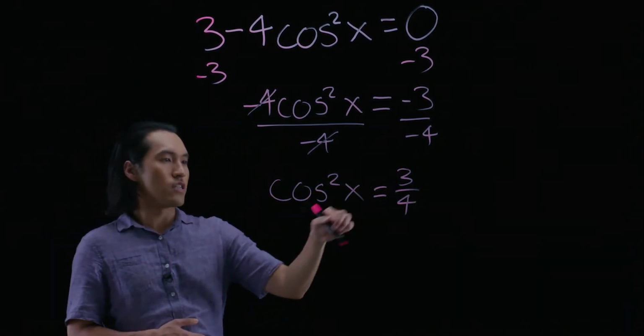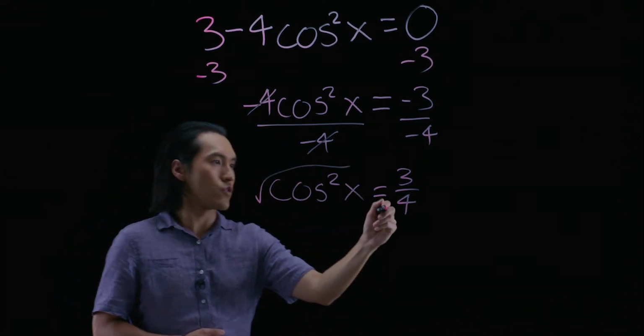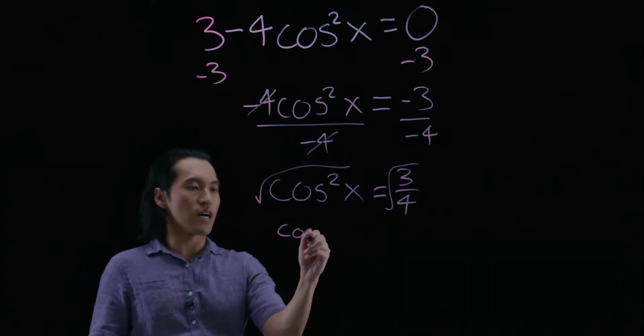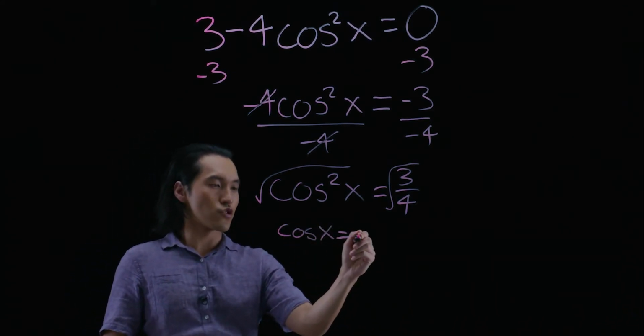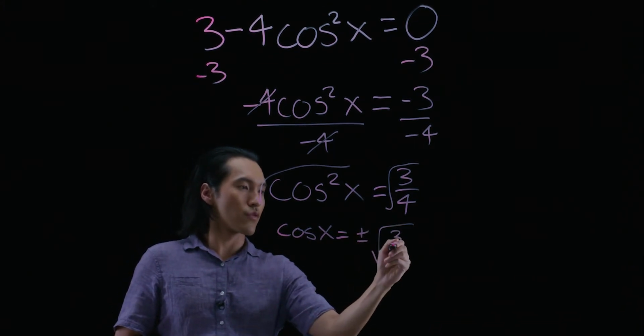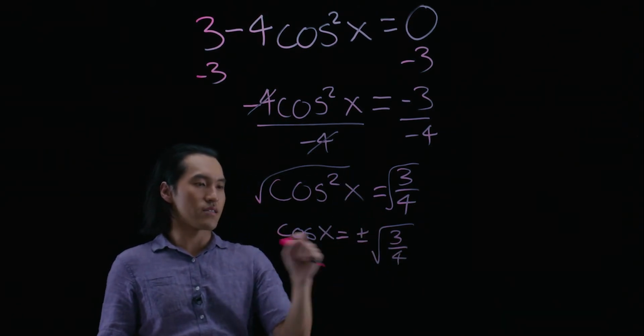And now in order to turn this cosine squared into just a regular cosine, we can take the square root of both sides. Right? So that leaves us with the cosine of x is equal to plus or minus the square root of 3/4. Remember, with square roots, we have to add the plus or minus sign.